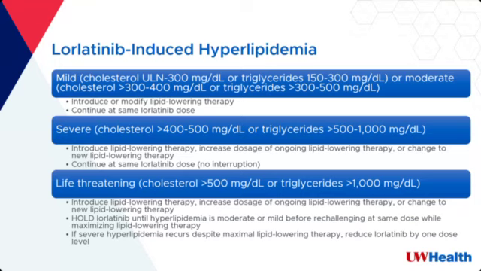As far as lipid-lowering therapy goes, typically we will start with statins. A variety of statins do interact with lorlatinib, so typically my preference is starting with rosuvastatin. Plus with rosuvastatin, you have a wider range of dose adjustments. If this is not responsive to maximal doses of rosuvastatin, we can add on agents like fenofibrate, fish oil, or ezetimibe.